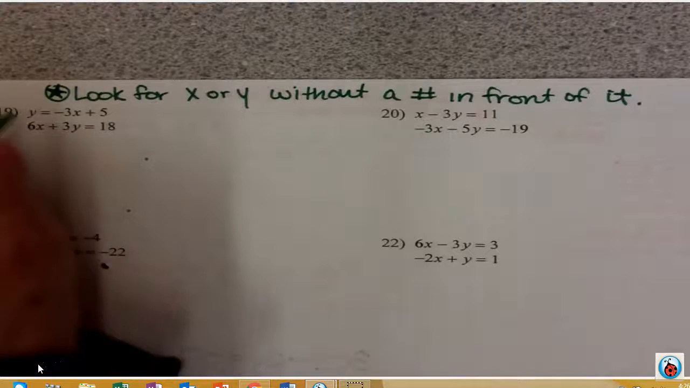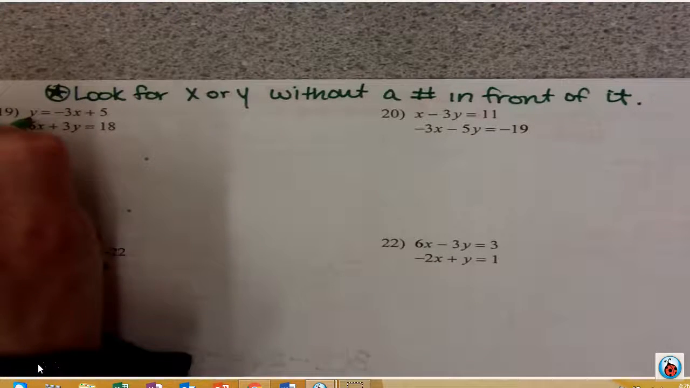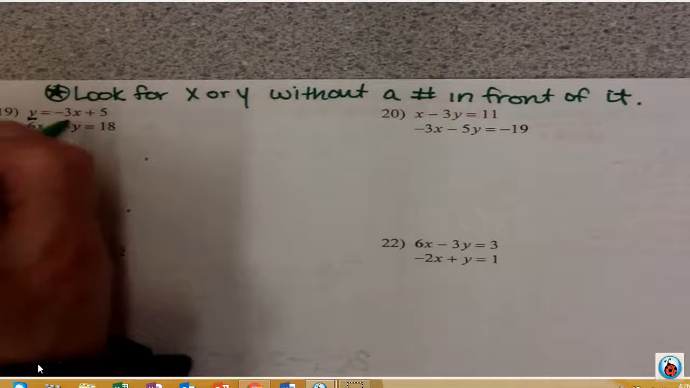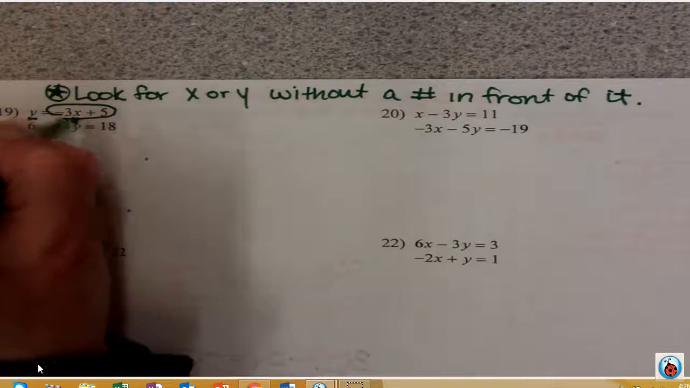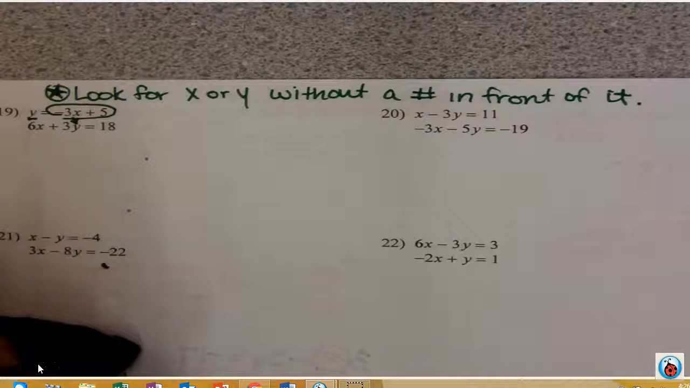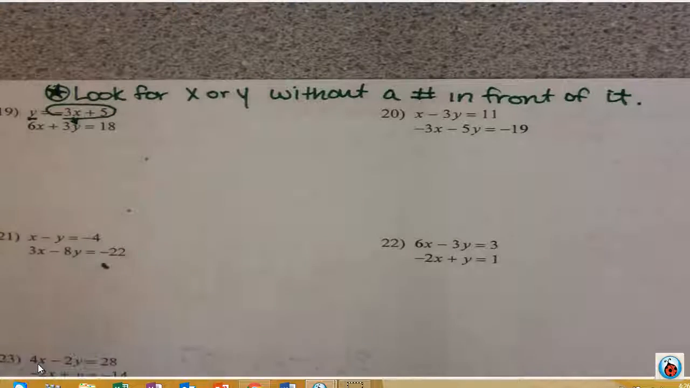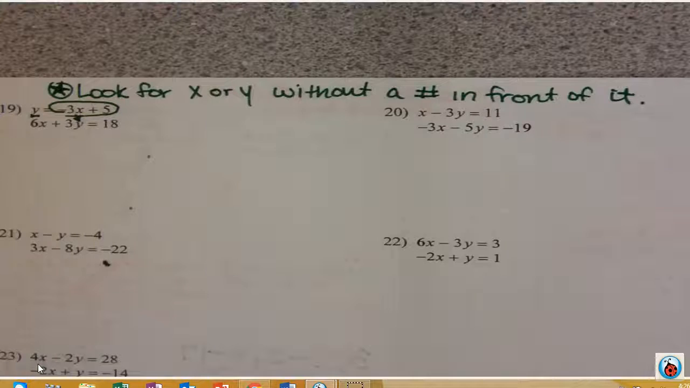Okay, right here you are given y equals. So you know you can substitute this for that y. Is there any others that you are given? Nope. So the rest of them you're going to have to find.